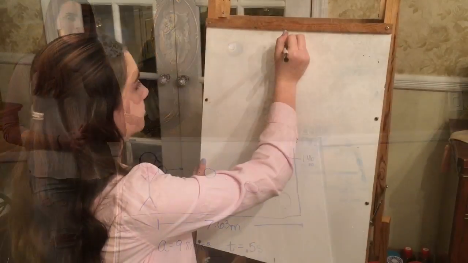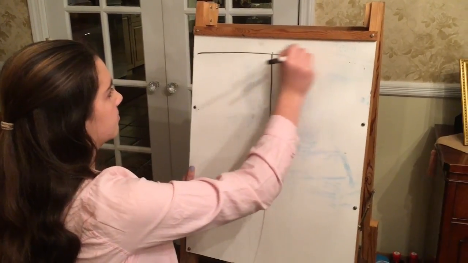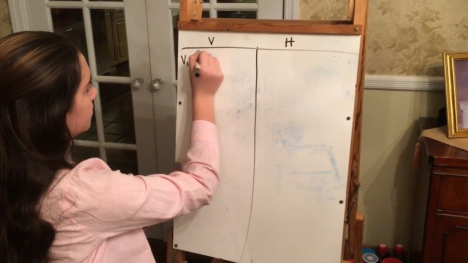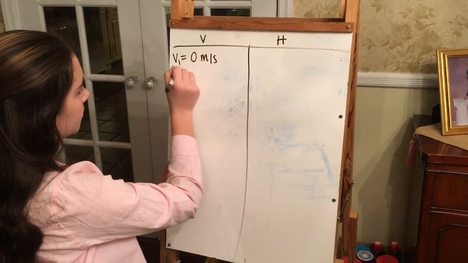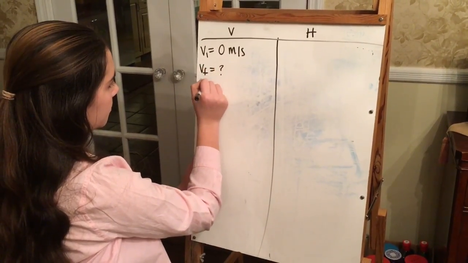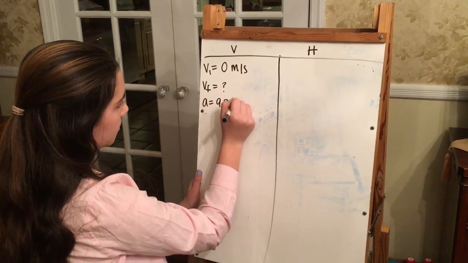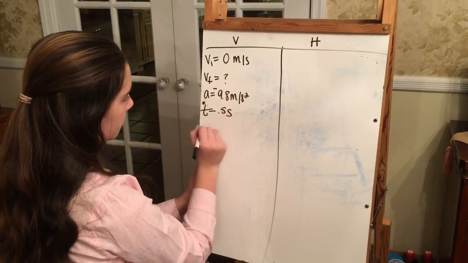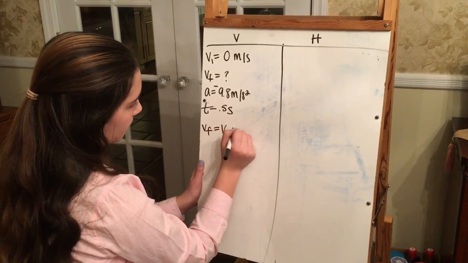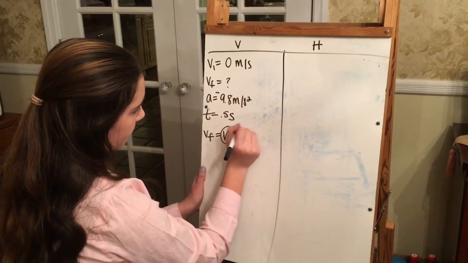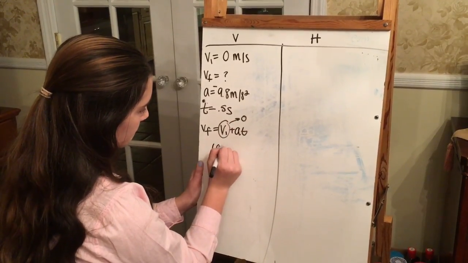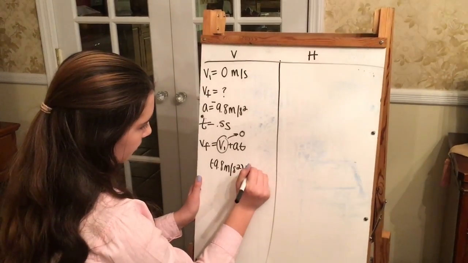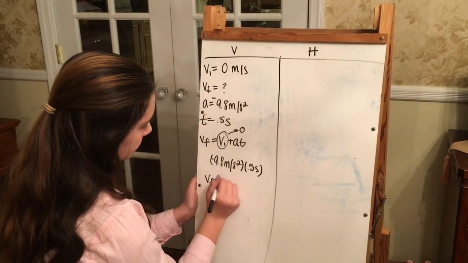Okay, so you want to start every projectile problem by dividing the paper into vertical and horizontal motion. So we know that since Kathleen threw the egg horizontally, the initial vertical velocity is 0 meters per second, and we're trying to find the final velocity. And we know that the acceleration is negative 9.8 meters per second squared, and the time is 0.5 seconds. So we're going to use the kinematic equation, Vf equals Vi plus At, and the initial velocity is 0, and so then we just have negative 9.8 meters per second squared times 0.5 seconds, which gives you a final velocity of negative 4.9 meters per second.